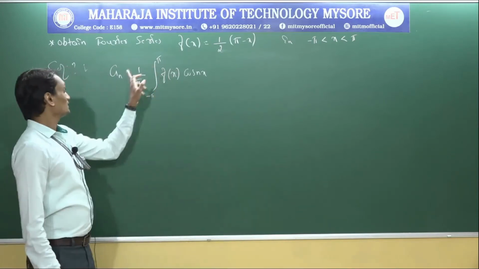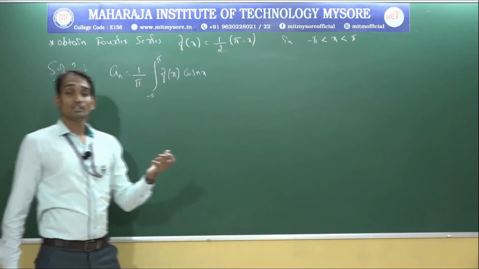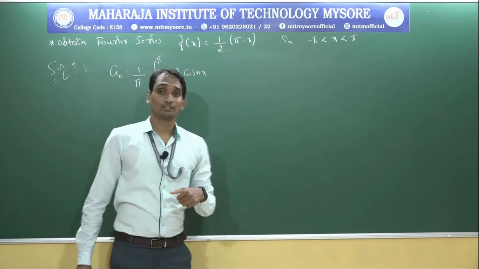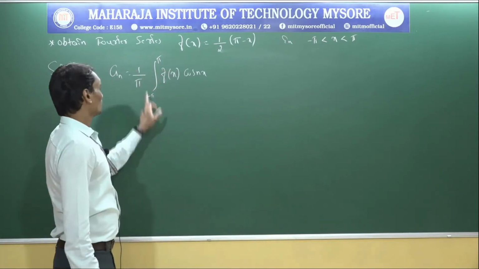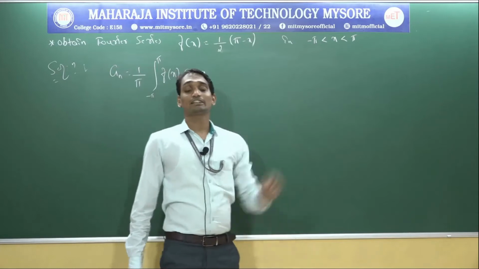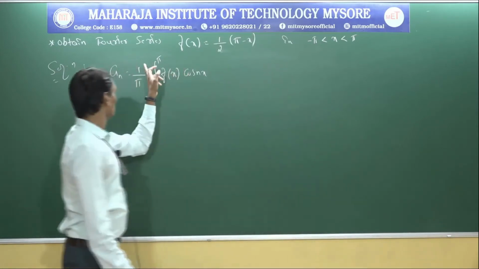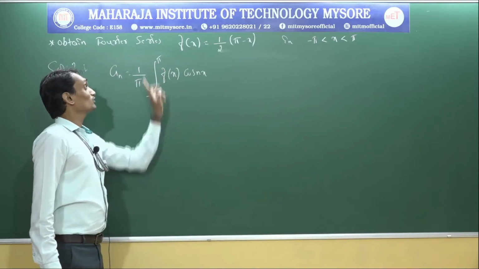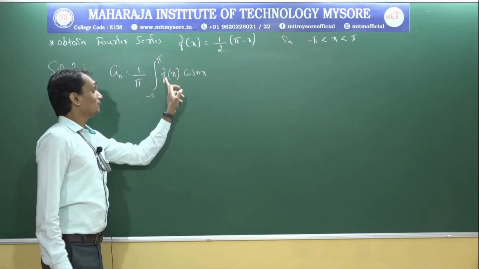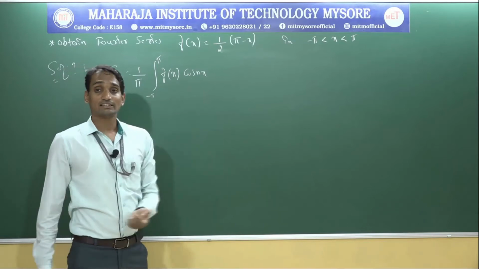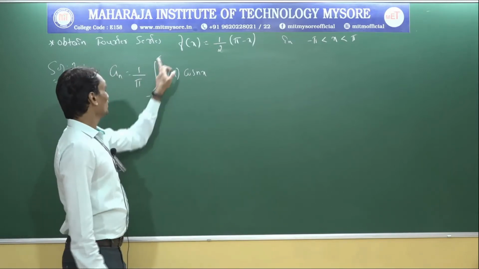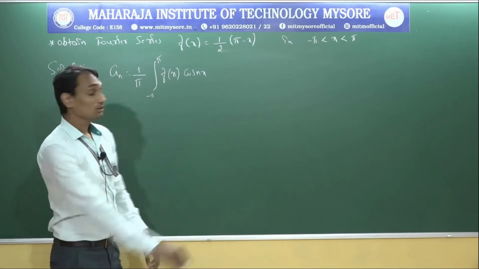Now the formula is an equals 1 by pi, because the given function is neither even nor odd. So the formula is 1 by pi, integration from minus pi to plus pi, the given integration limits we need to take. If the given function is even or odd, the formula is 2 by pi, 0 to pi, f of x cos nx. Neither even nor odd means 1 by pi, minus pi to plus pi, f of x into cos nx.